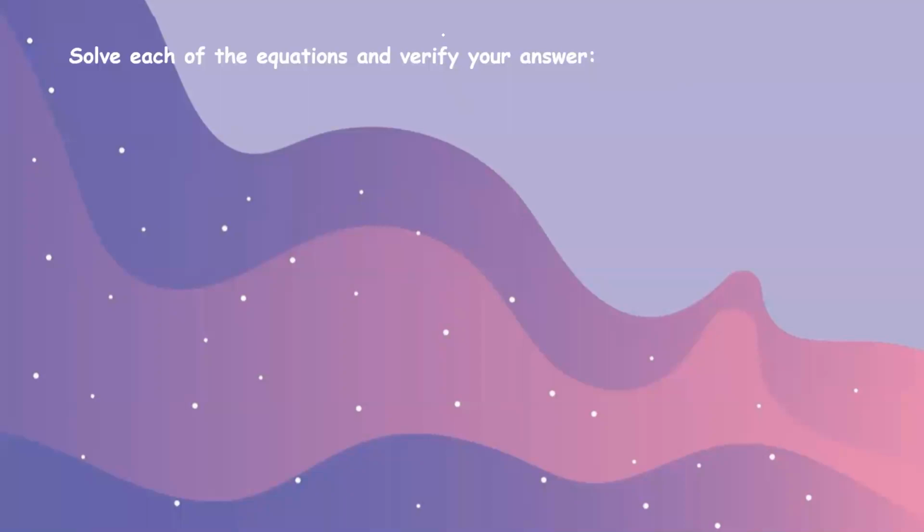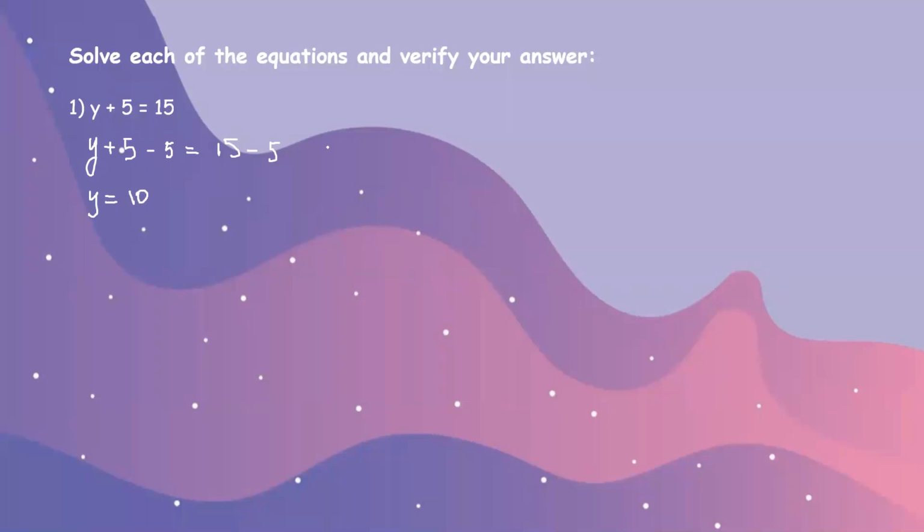Solve each of the equations and verify your answer. y plus 5 is equal to 15. Now what do we do here? Okay, y plus 5, I'm going to put a minus 5 here. y plus 5 minus 5 is equal to 15 minus 5. Since I have a plus 5 and a minus 5, I'm going to write y as it is because it's a 0 there, and y is equal to 10.